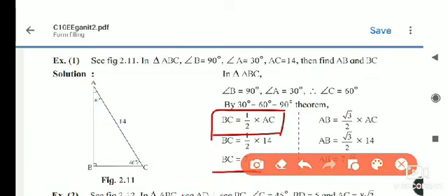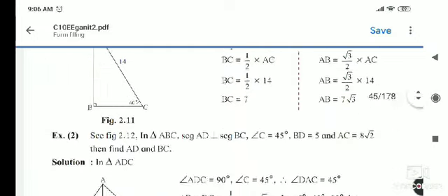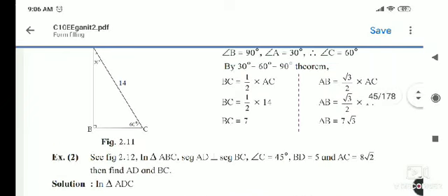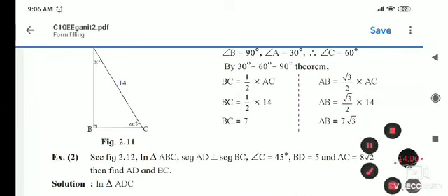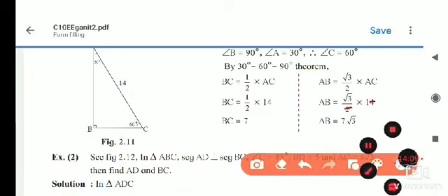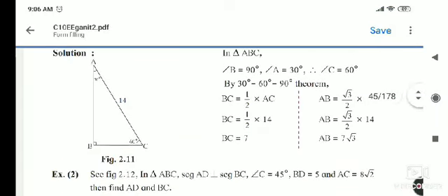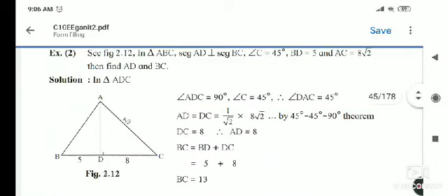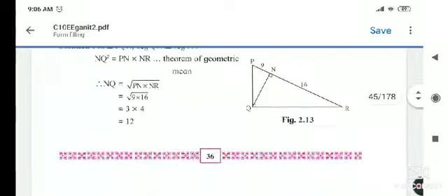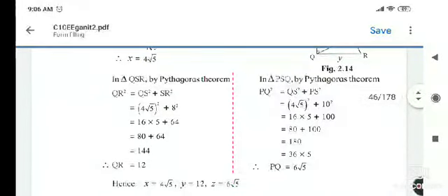Now next, the side which is opposite to 60 degree: AB is equal to root 3 upon 2 of the hypotenuse. So root 3 upon 2, and the hypotenuse is 14. So AB is equal to 7 root 3, since 2 ones are 2 and 2 sevens are 14. In this way we can use the 30-60-90 theorem to get the values of the remaining two sides of a triangle.